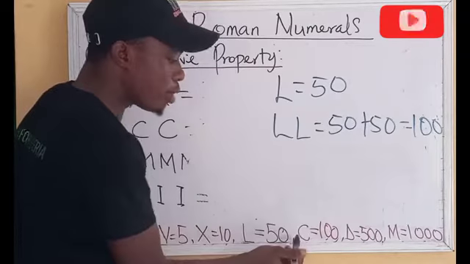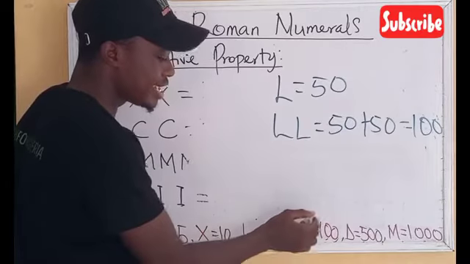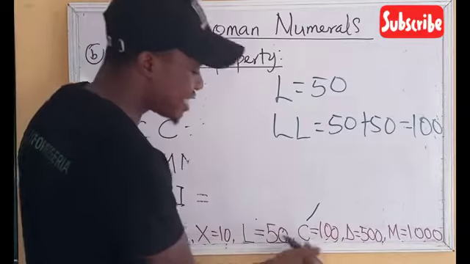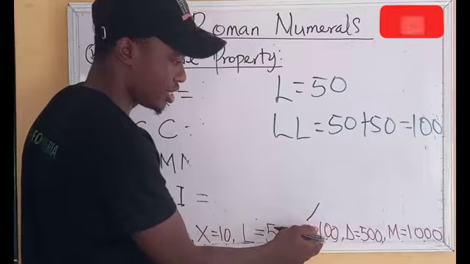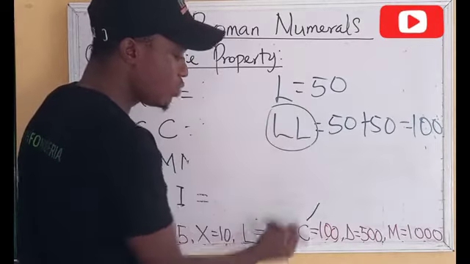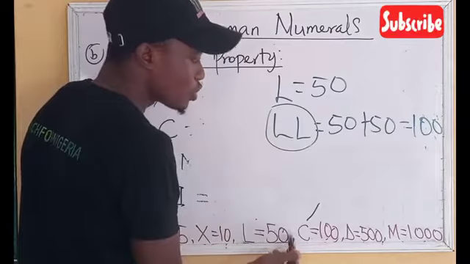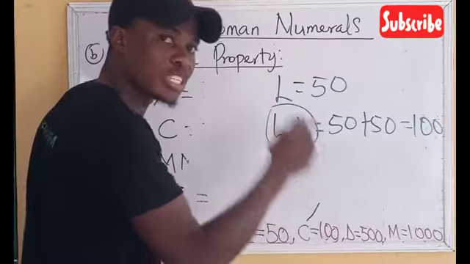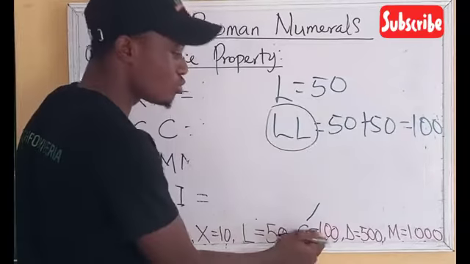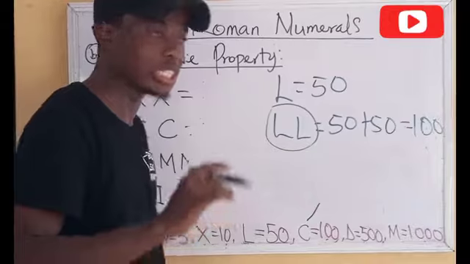But don't forget that from the symbols of Roman numerals, C is assigned to be 100. Do you understand now? So we have a particular symbol assigned to 100. That's the reason why we cannot repeat L.